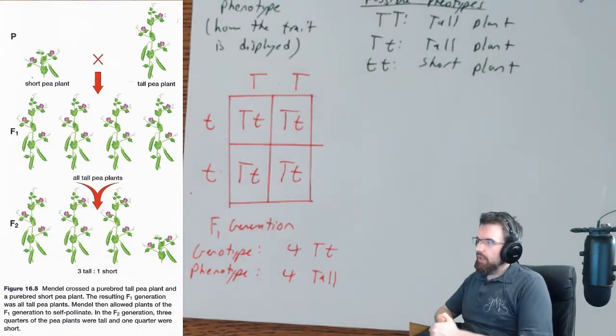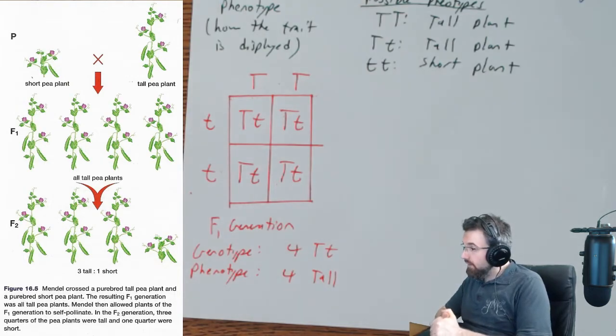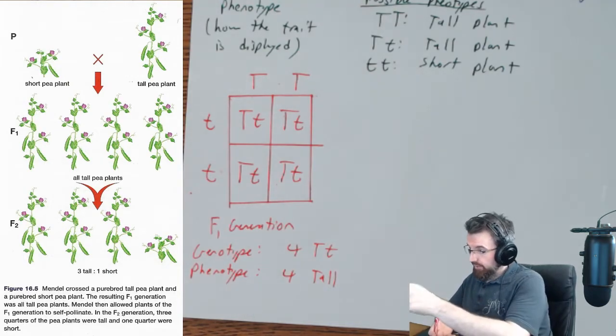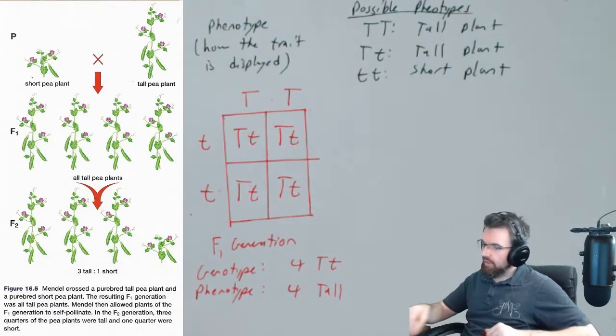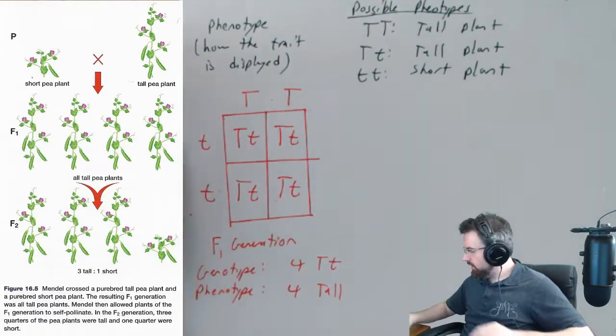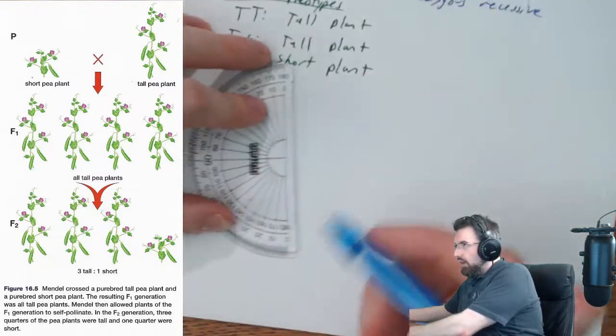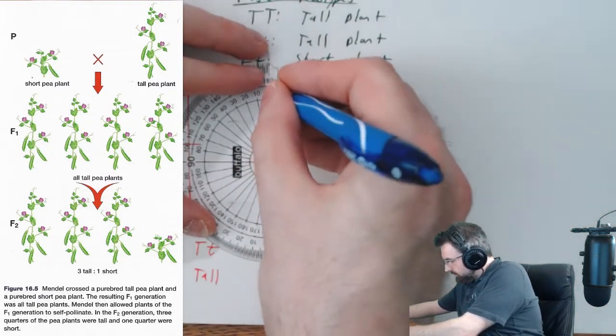But now what would happen if we crossed F1 in order to get the F2 generation, which is the next part down? Now, the graphic to the left there does tell us what it's going to be, but let's walk through why using a Punnett square.